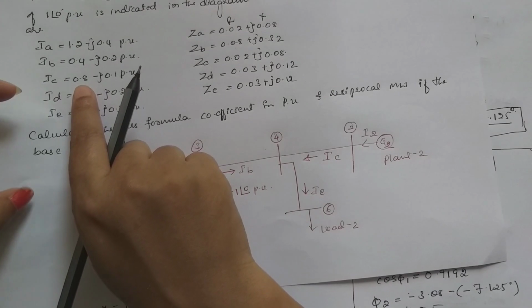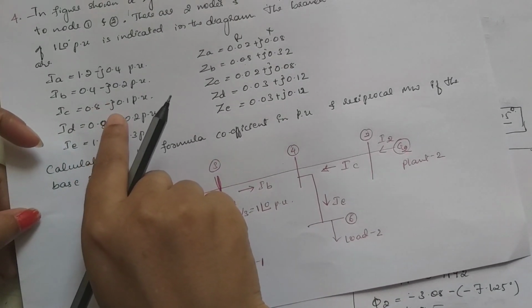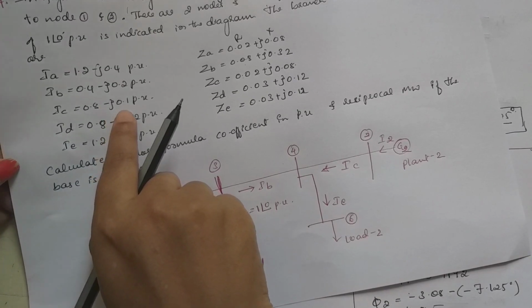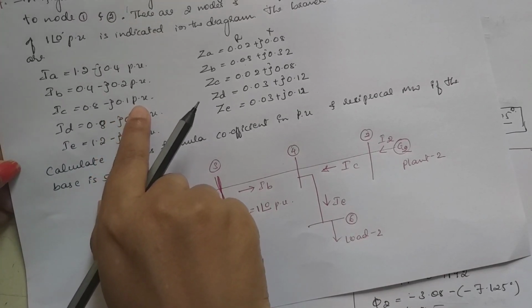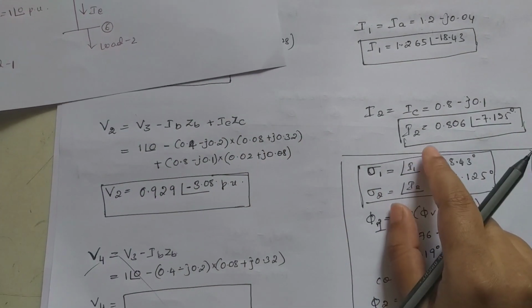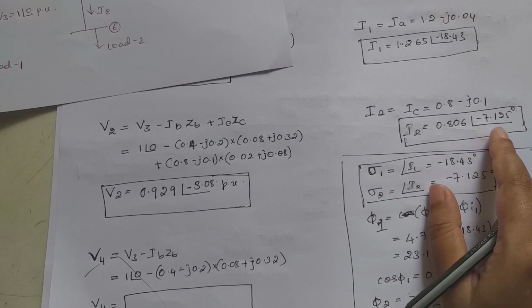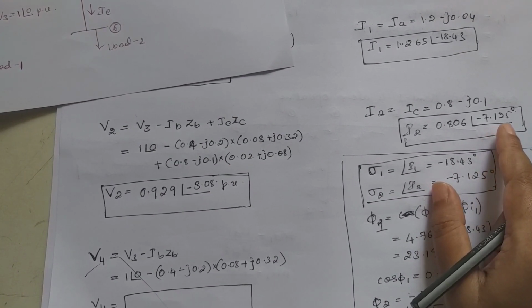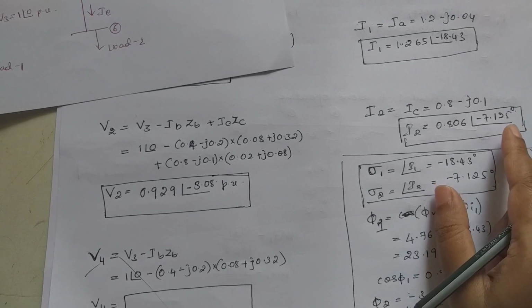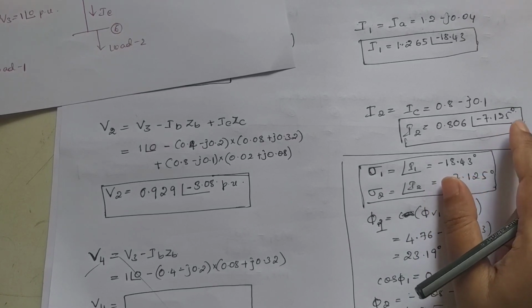Now I2. By looking at the circuit, we can say that I2 is equal to IC, which is 0.8 minus J 0.1 per unit, correct? Converting it into polar form, we get 0.806 at an angle minus 7.125 degrees, per unit.